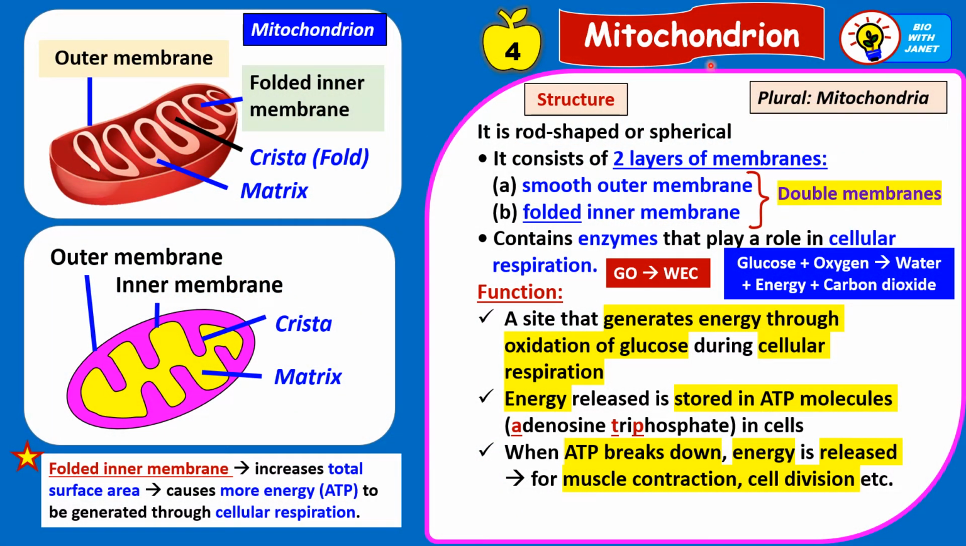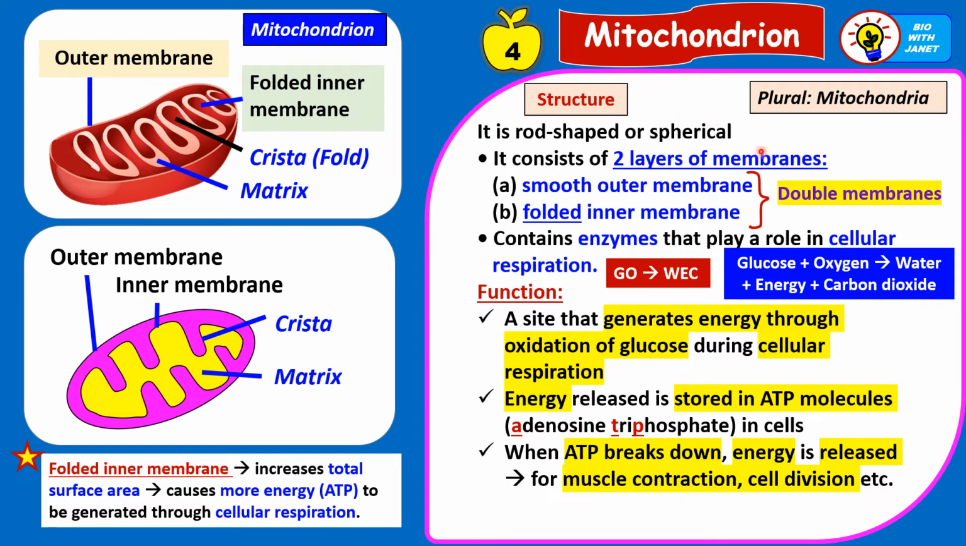Number 4, the mitochondrion. The plural form is mitochondria. One mitochondrion, many mitochondria. Structure: a mitochondrion is rod-shaped or spherical, so it can be longish in shape like this. The important thing is that it consists of 2 layers of membranes, the smooth outer membrane and the folded inner membrane. In the 2D picture you can see the smooth outer membrane and the folded inner membrane. The inner membrane is folded to form folds called crista. A crista is a fold of the inner membrane, and the plural form is cristae, C-R-I-S-T-A-E.